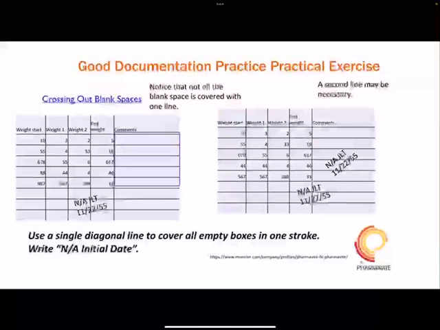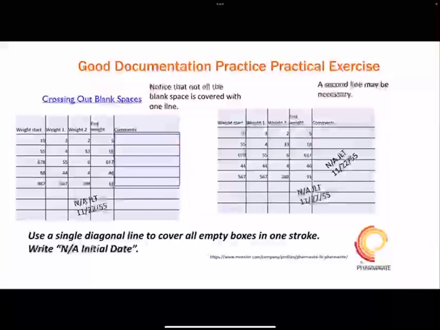You need to know how to cross out blank spaces on a document. You are going to try to use as few lines as possible so that there are fewer chances for errors. When crossing out a blank space, you want to go corner to corner. Sometimes it is necessary to use multiple lines. As in this example, notice that one line will not suffice for all the blank space.